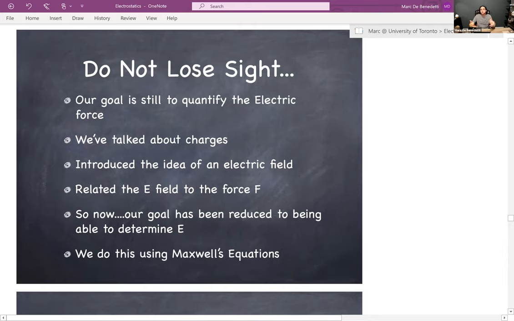So this is what I'm trying to teach students in this class, is not only the physics, but also to think like a scientist, because hopefully you all do end up going into the scientific field in some capacity, and you are going to need to be using your scientific skills and your problem-solving skills. So I'm trying to mimic that process in this class a little bit. So don't lose sight. We've come a long way, but don't lose sight of our goal. Our goal is to still quantify the electric force.